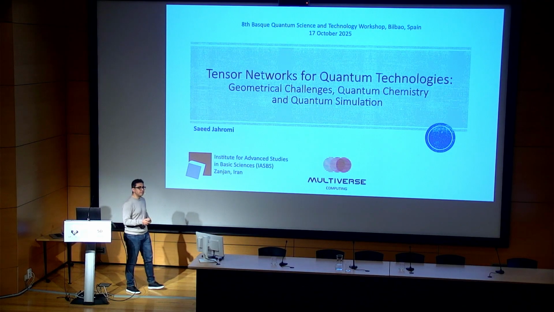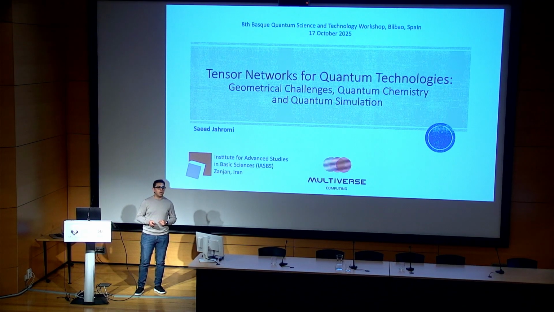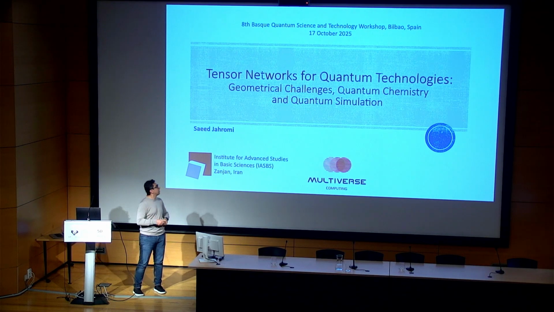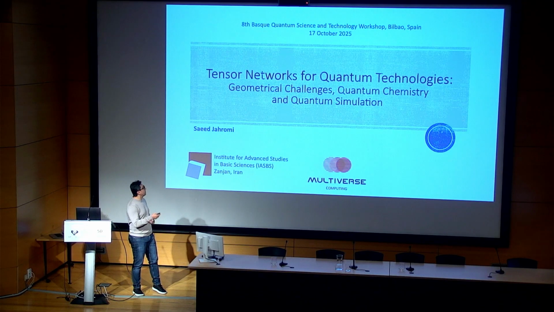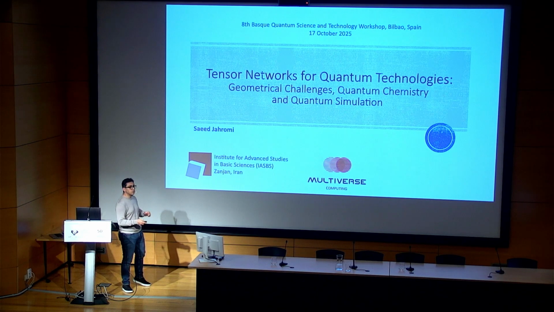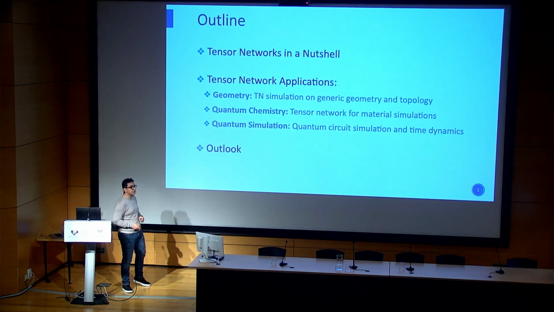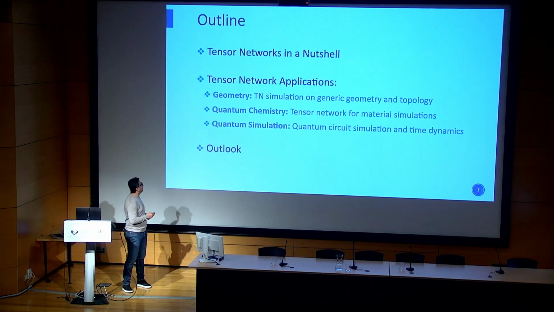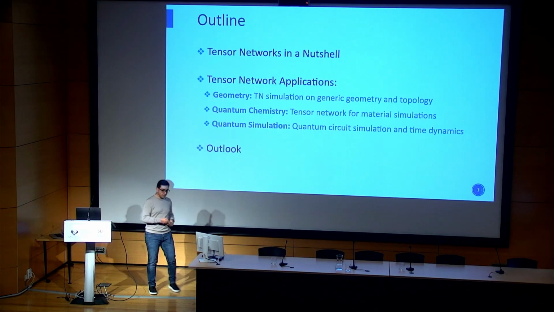Today I'm going to talk about tensor networks, or our recent advancements on tensor networks, and basically its application for material simulation, quantum chemistry, and also its application in quantum simulation. By quantum simulation here, it means simulation of quantum circuits. And also I'll talk a little bit about the challenges that we are facing to improve this algorithm itself.